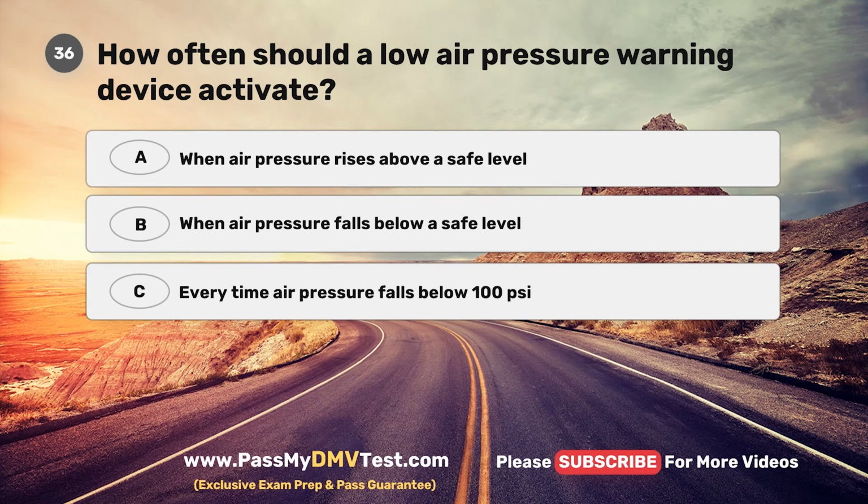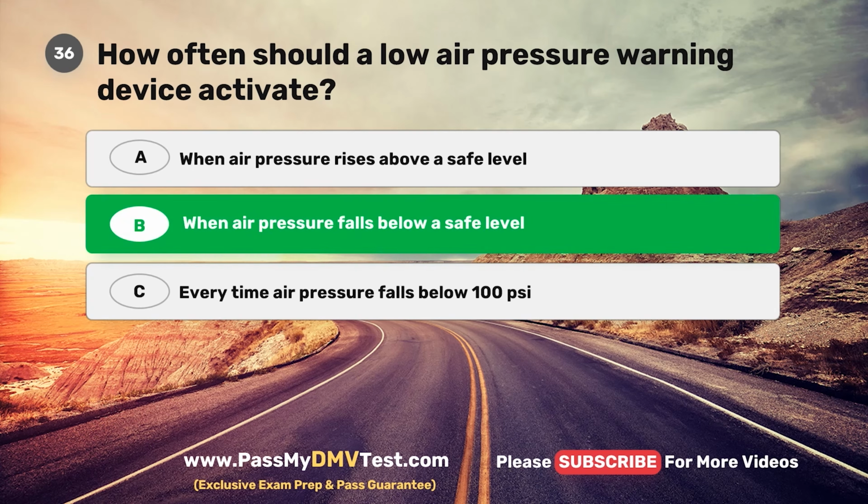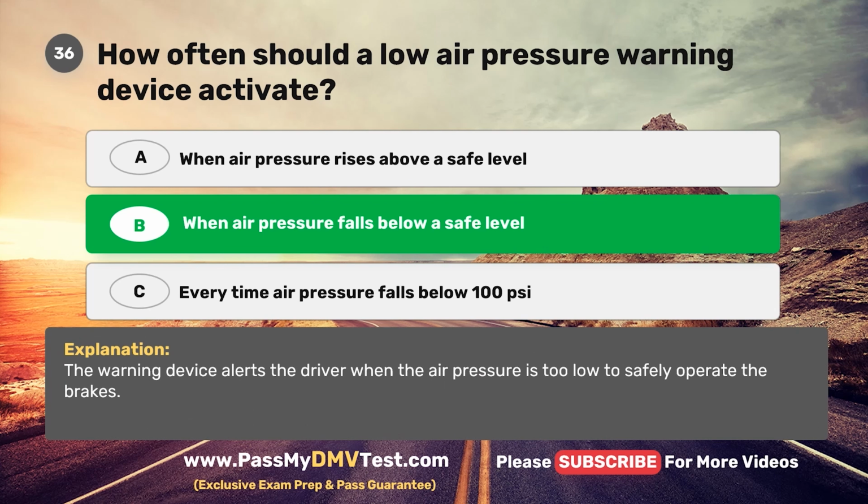Question 36. How often should a low air pressure warning device activate? A. When air pressure rises above a safe level. B. When air pressure falls below a safe level. C. Every time air pressure falls below 100 psi. The correct answer is B. When air pressure falls below a safe level. The warning device alerts the driver when the air pressure is too low to safely operate the brakes.